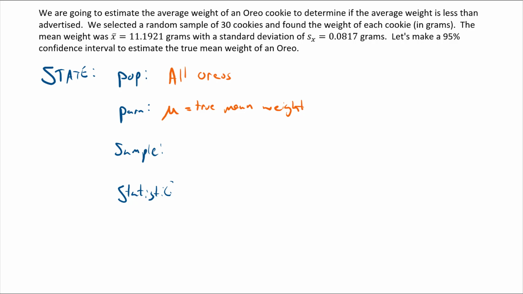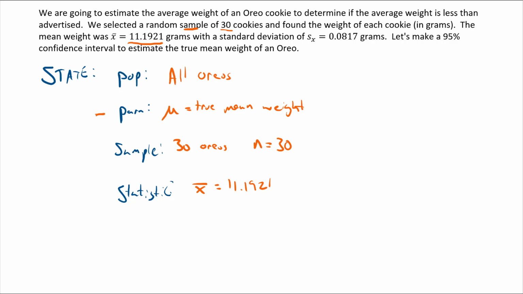Now, the sample, of course, we said our sample right here says sample of 30 cookies. So we should go back and read the problem. So our sample was 30 Oreos. In other words, you could also simply say sample n equals 30 for your sample size. And dealing with our statistic, well, our statistic was given to us because when we weighed each of the cookies, the mean weight for these 30 cookies came out to be 11.1921 grams. So our statistic, our x bar, is going to equal 11.1921.